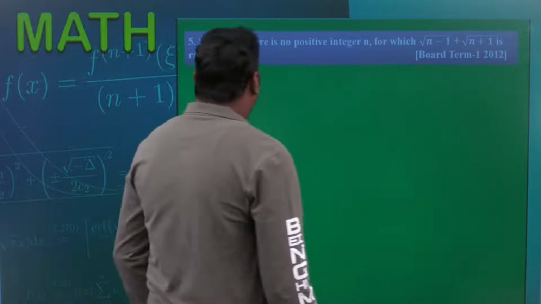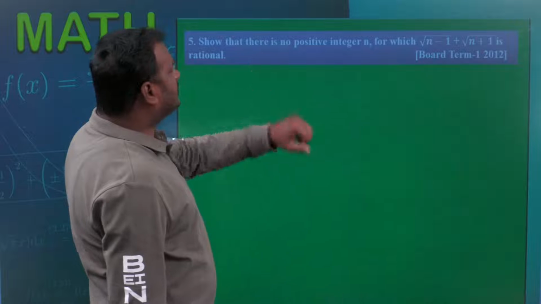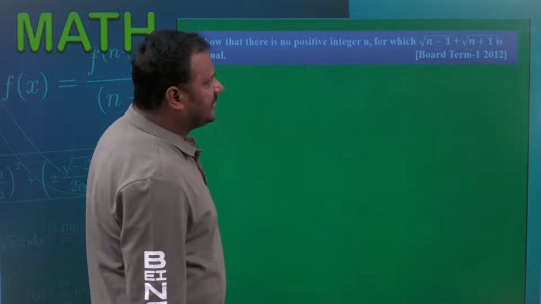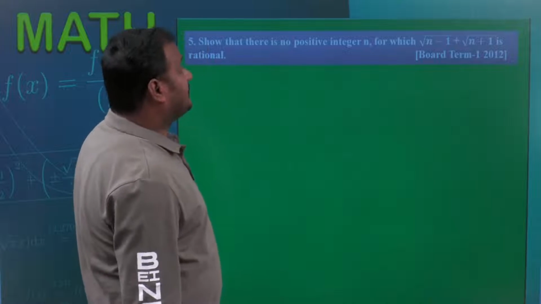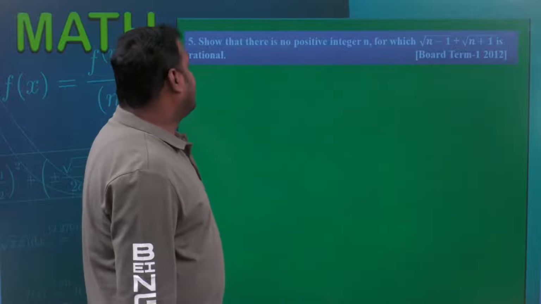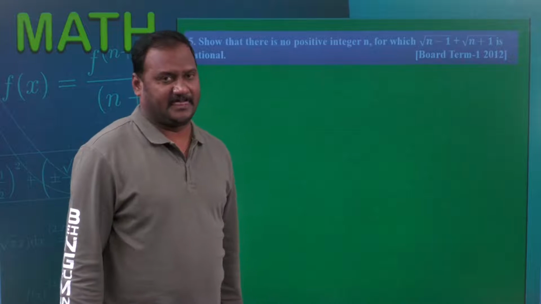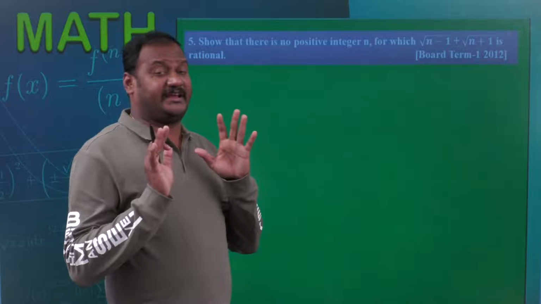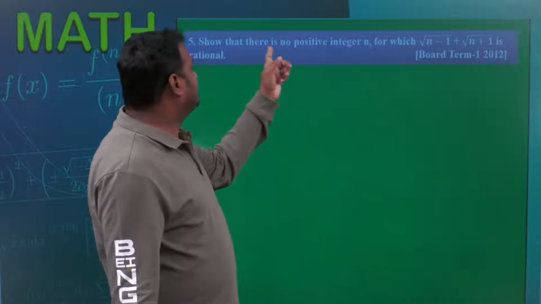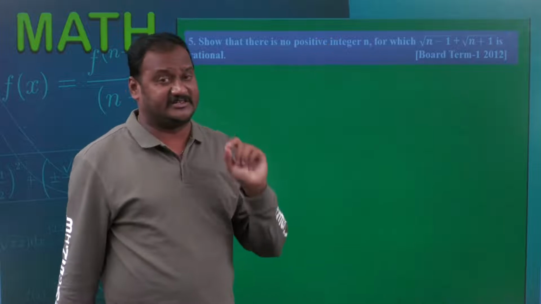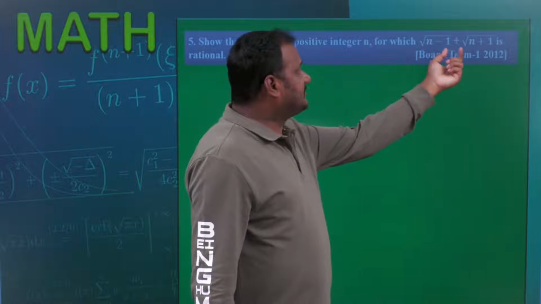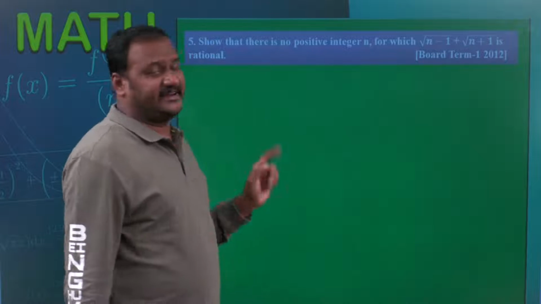So the next problem is: show that there is no positive integer n for which root over n minus 1 plus root over n plus 1 is a rational number. So according to the given problem, there is no positive integer n, exclusively a positive integer n, for which root over n minus 1 plus root n plus 1 is a rational number.